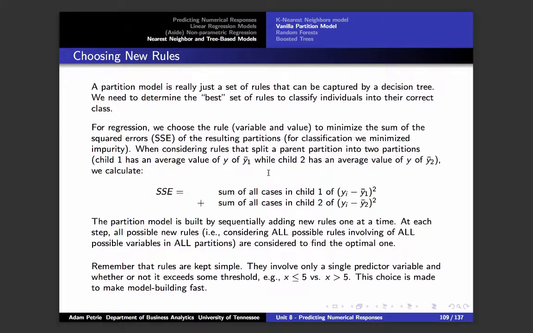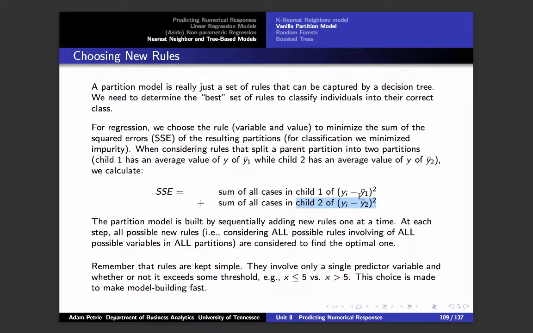So what do I mean by that? Well, we're actually going to choose the rule so that the resulting sum of squared errors of the resulting partitions are as small as possible. Now, the sum of squared errors is, if we look at child partition number 1 and sum up the squared differences between the values of y we see in that partition and the overall average value of y in that partition, that's our sum of squared error contribution for that child. And same thing for the other child.